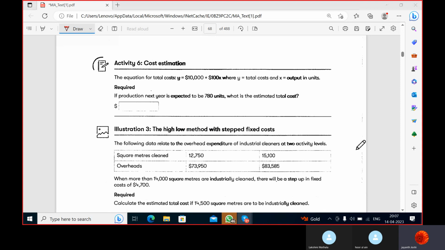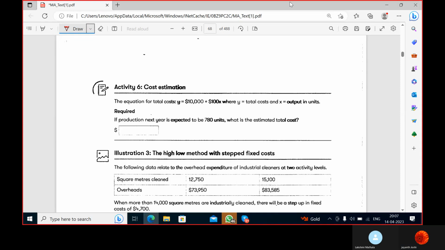There's a question here. Can you solve this? I'm waiting. Activity 6, fast. Yes. What's the answer?